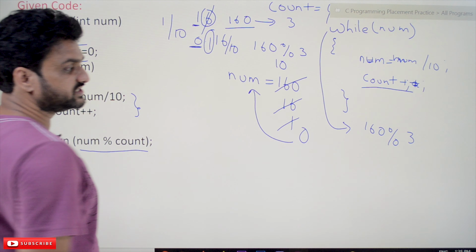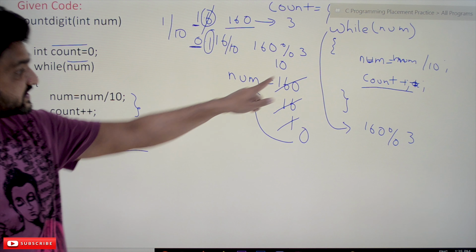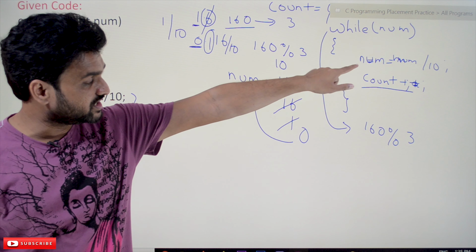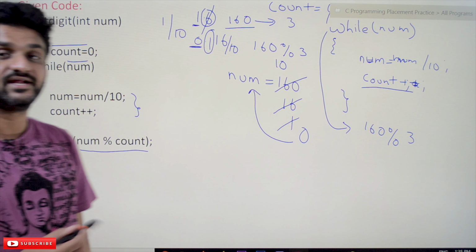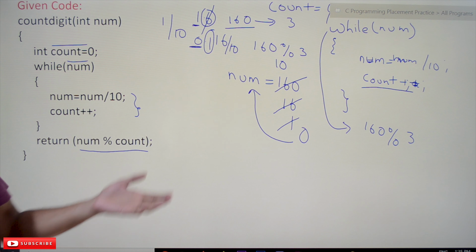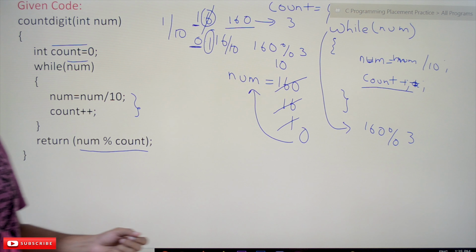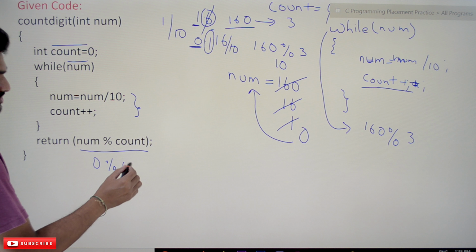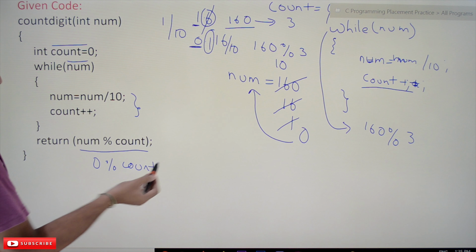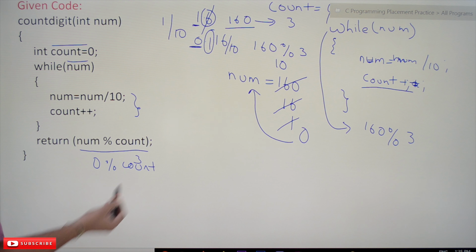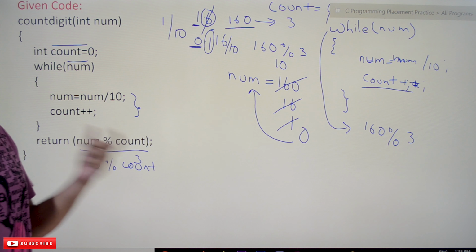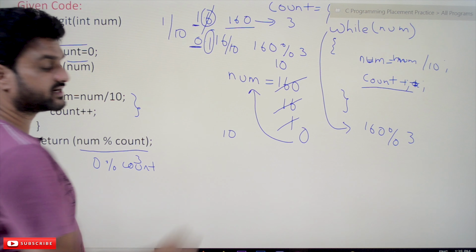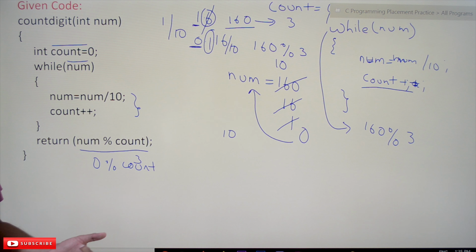Initially it is 160. Okay, that is fine, but that has been reduced, because we have divided it by 10 in every iteration of the while loop. Now the value of num is 0. So what happens here? It is 0 mod count. So this is the problem in this program. Count is 3, 0 mod 3 is going to be 0. Okay, but the expected remainder is 10.